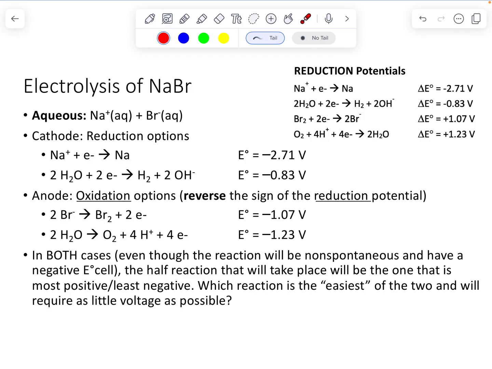So our reduction options. Sodium, like we said, can get reduced, and water can get reduced. So if water is getting reduced, and if sodium is getting reduced, those two numbers stay the same. We leave those negative for our reduction potentials. So that's going to require negative 2.71 volts for sodium and negative 0.83 volts for water. And then our possible oxidation options are the bromine still. So we would flip the sign for that one, flip the reaction and flip the sign. So that's why that one is negative 1.07.